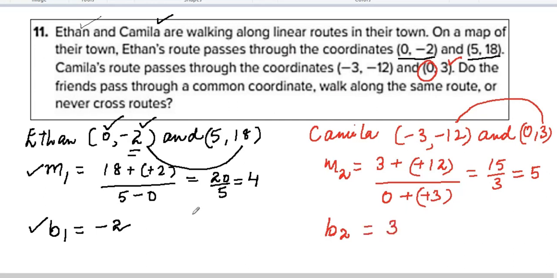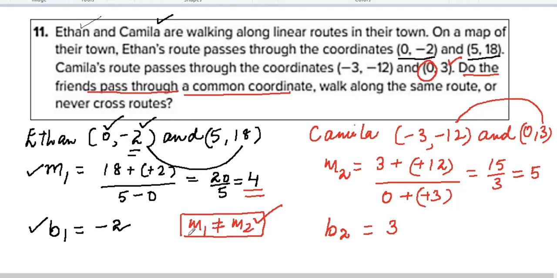Now you can see the slope is not the same. The slope of this one is 4, so m1 is not equal to m2. I told you so many times, when the slopes are not equal, don't look at the y-intercept. There is no need of the y-intercept. When the slopes are not equal, there is one unique solution. What they're asking in our question is, do the friends pass through a common point? Yes, because whenever we have one solution, the lines intersect at one point. This is what they're asking.